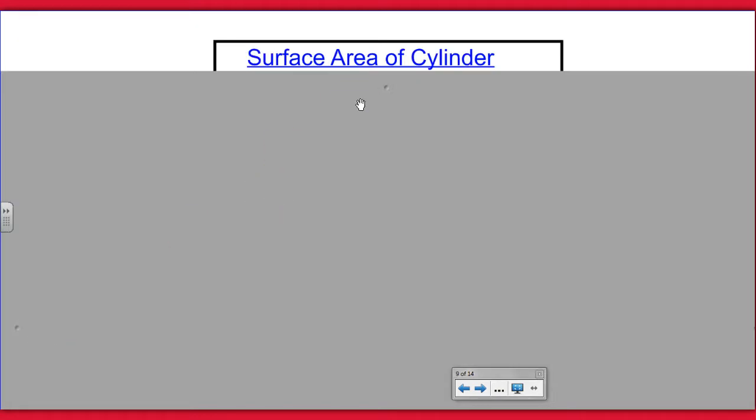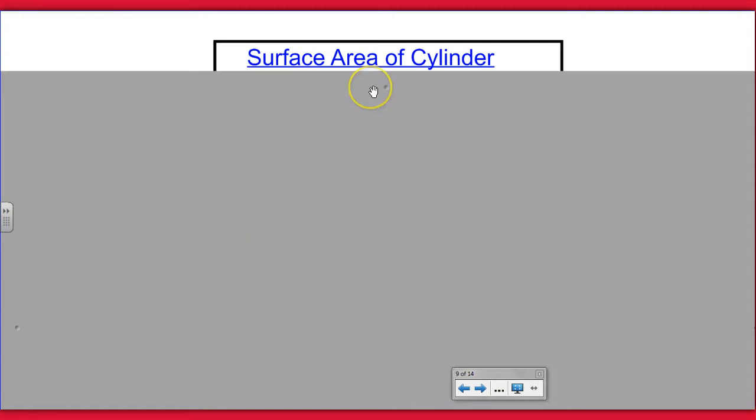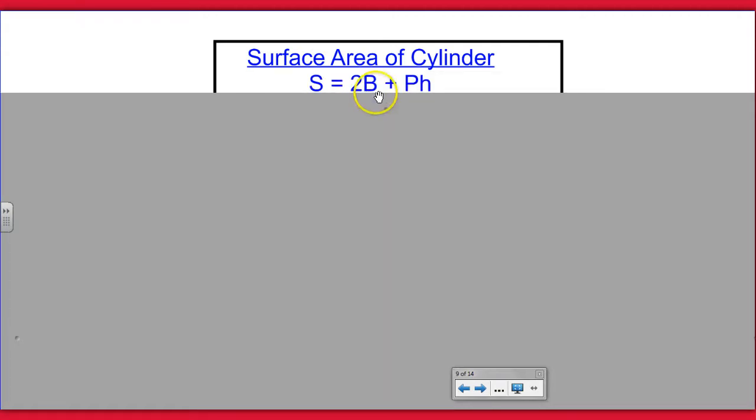So as we saw, a cylinder is similar to a prism, two parallel bases. But the bases are always circles, so that's different than prisms. So the surface area of a cylinder is the same formula as a prism, but because both bases of a cylinder are circles, we can refine this formula. We can write it differently.